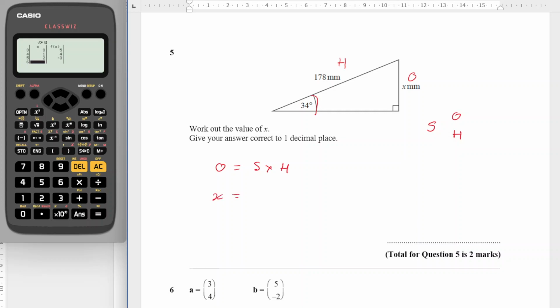So x is going to be equal to the sine of 34 times by 178. And then that's the point I go to my calculator, put it back into calc mode. So sine of the angle, and then make sure we close the bracket, times by 178, gives us 99.5363. Anything that asks me to round, I always go further than needed, then I round, so 99.5.